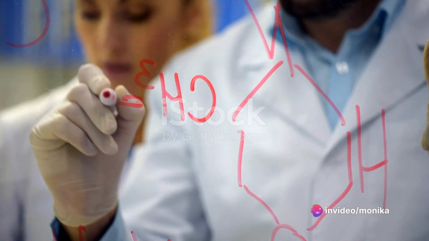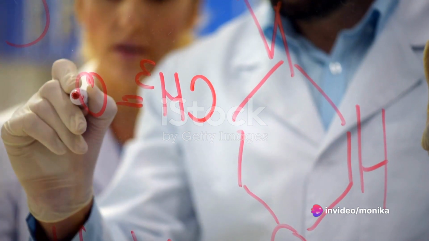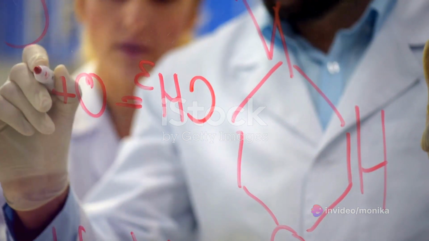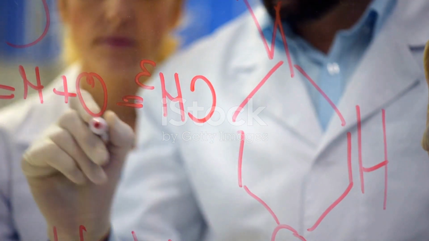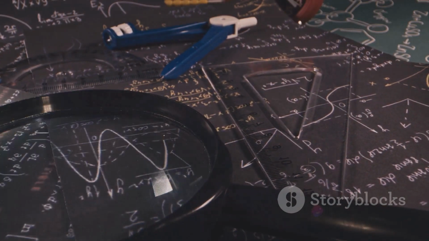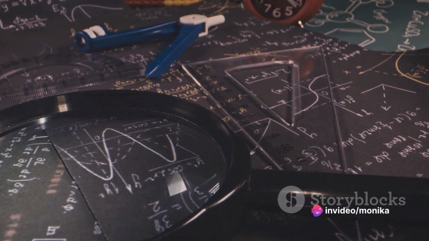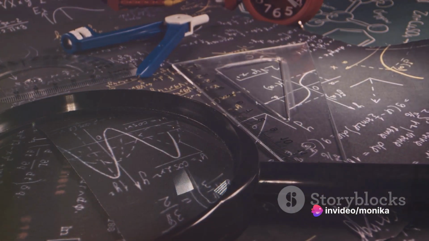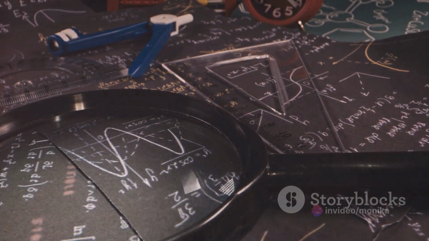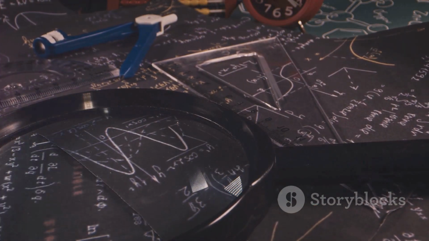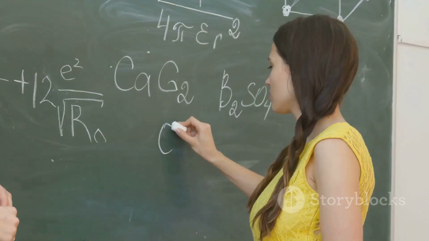Step 2 involves identifying the atoms or ions that are unbalanced. In our example, the hydrogen atoms are balanced, but the oxygen atoms aren't. There are 2 oxygen atoms on the left, but only 1 on the right. The third step is to balance the unbalanced atoms or ions by adjusting the coefficients. Coefficients are numbers placed in front of the chemical symbols or formulas.